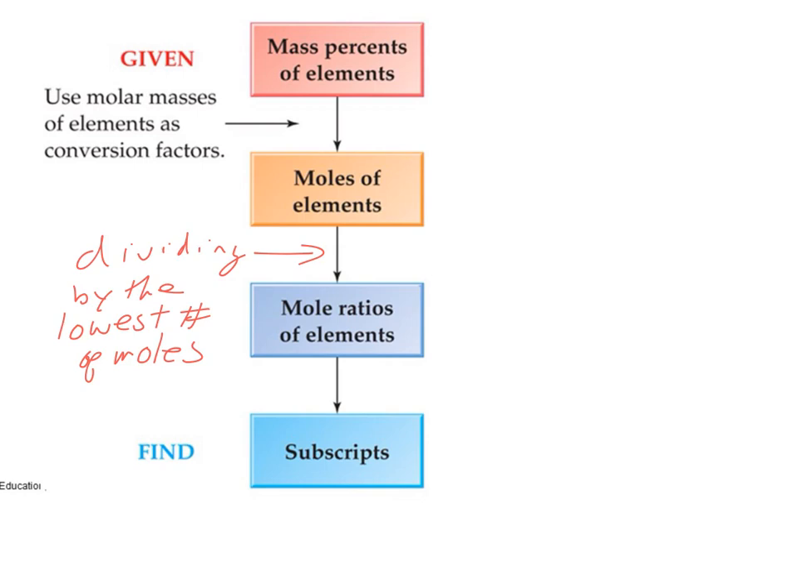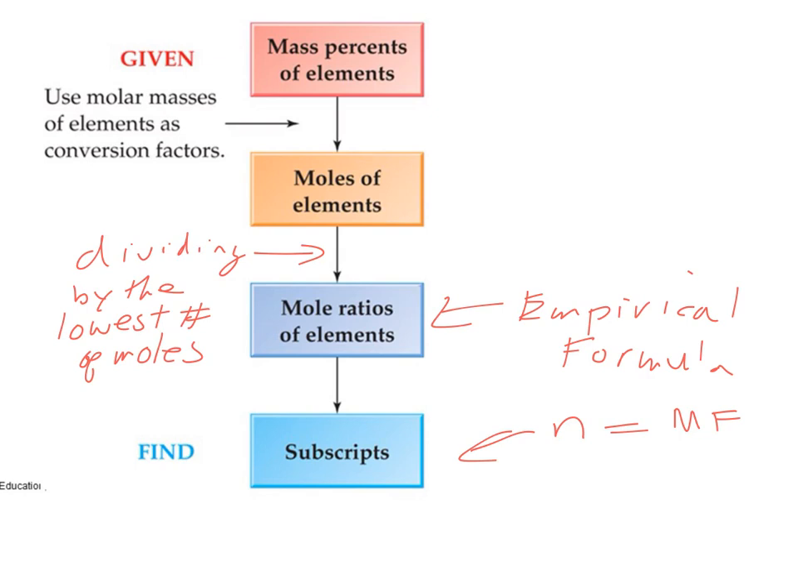Once you have the mole ratios of the elements, you now have your empirical formula. And once you have your empirical formula, you can find your subscripts, or your molecular formula, by finding your multiplying factor N, which is always the molecular formula mass divided by the empirical formula mass. Let's work another example.